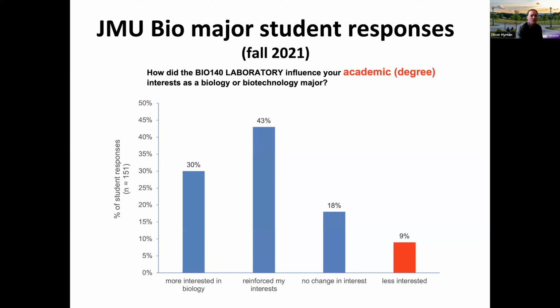Looking only at the JMU bio majors, this is from a recent semester. This is basically looking more at student affect and how they feel about biology in general after they take this 140 cure. So this just asks, how did the 140 laboratory influence your overall academic or degree interests as a biology or biotechnology major? And I think the real take home from this is, from 151 students, the percent that basically agreed that they were more interested in biology or reinforced their interests, or there was no change in interest, but only 9% are saying they're now less interested in biology. So luckily we're not turning folks away from the major with this cure.